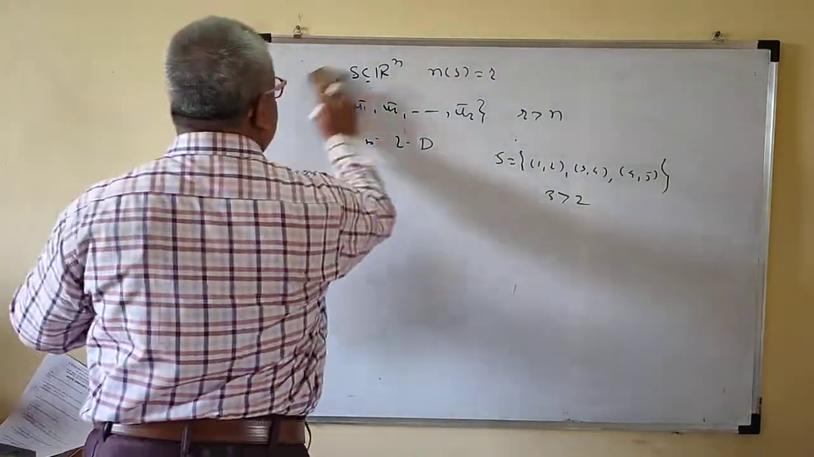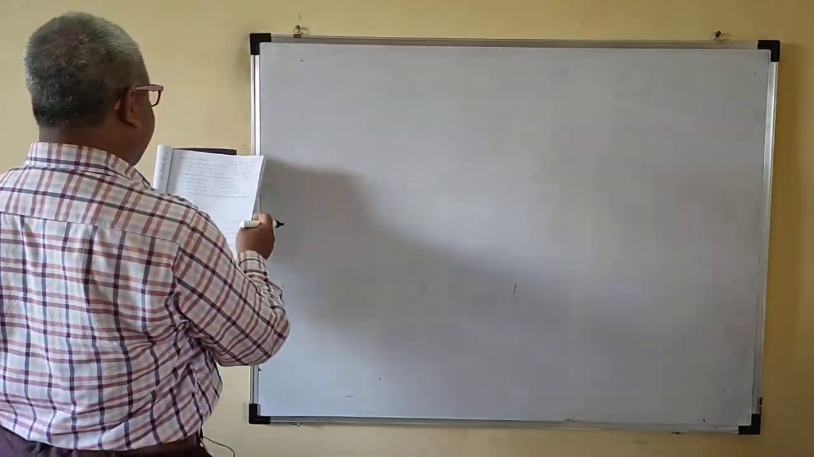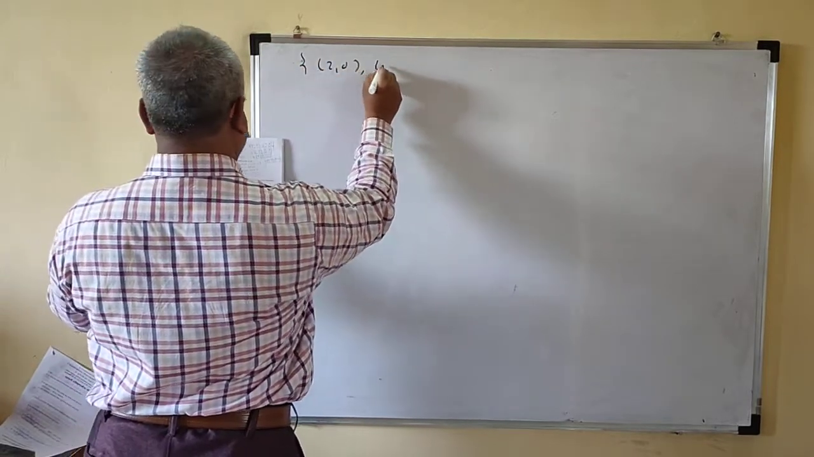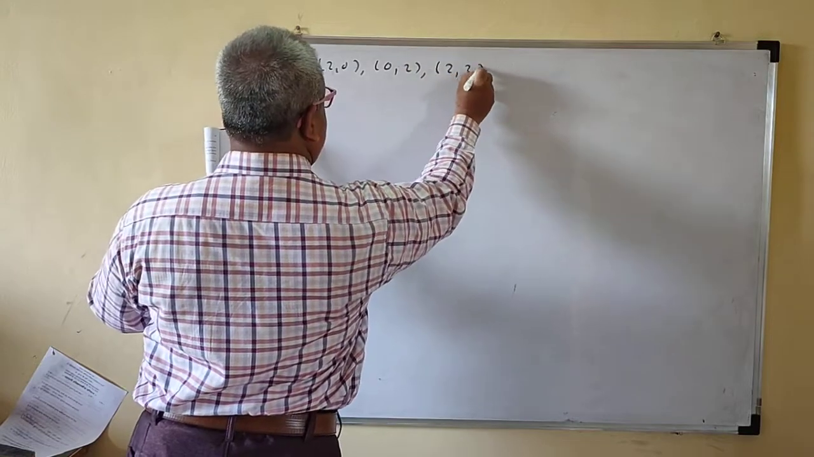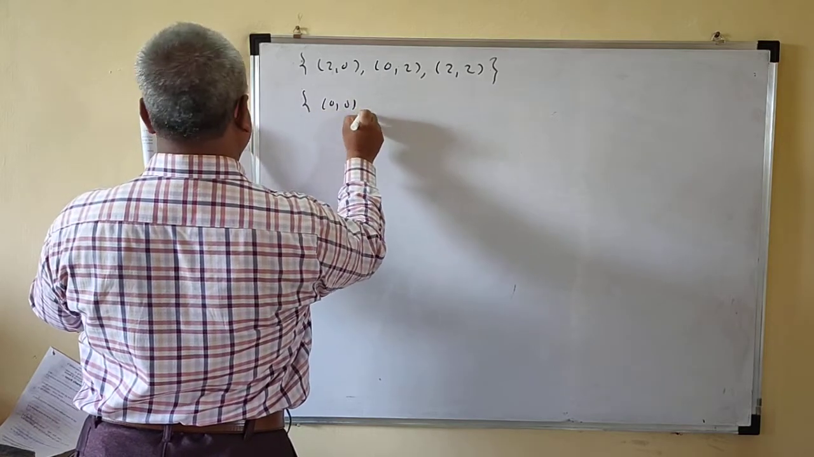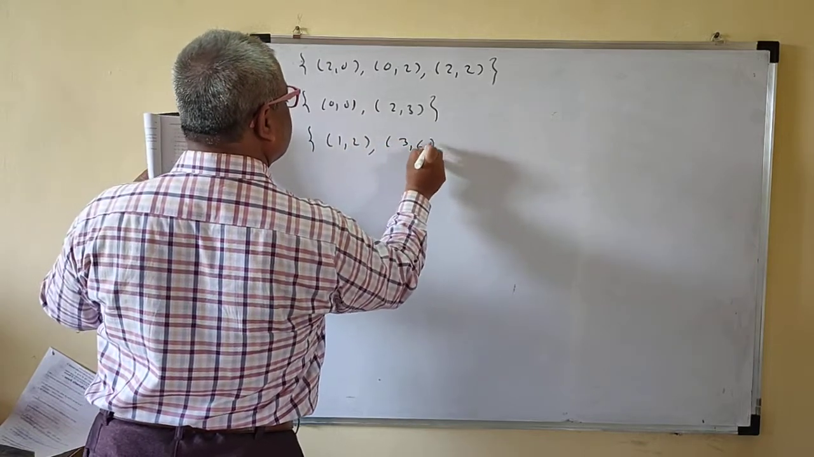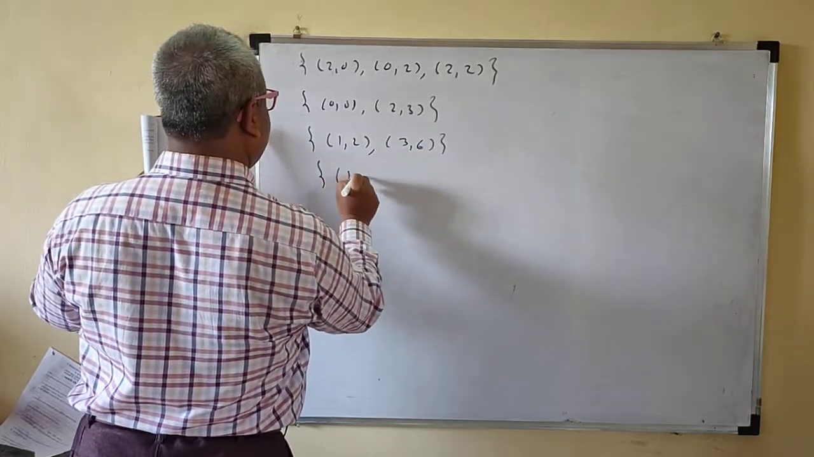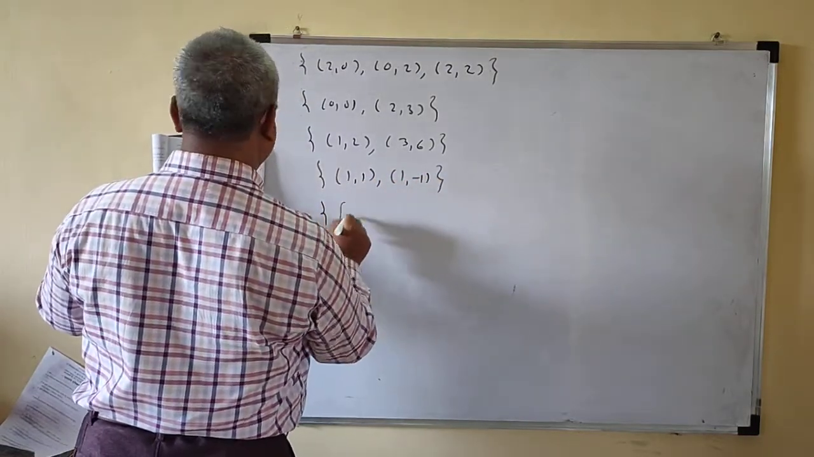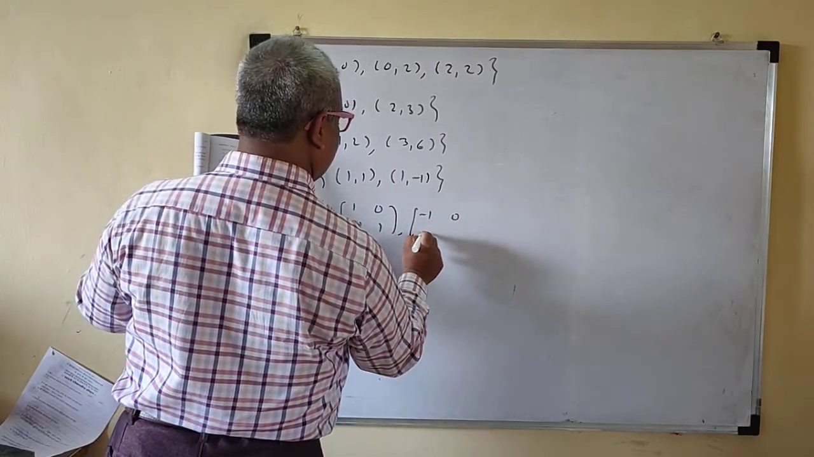We'll check just by observation whether the set is linearly dependent or independent. First we'll write this: 2 0 0 2 2 2. Next 0 0 0 0 2 3. Next 1 2 3 6. Next 1 1 1 minus 1. Next 1 0 0 1 minus 1 0 minus 1.